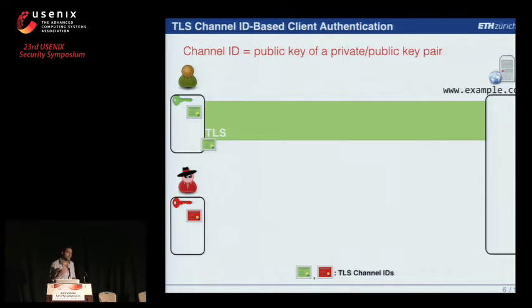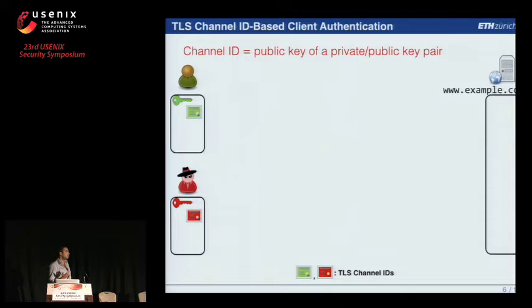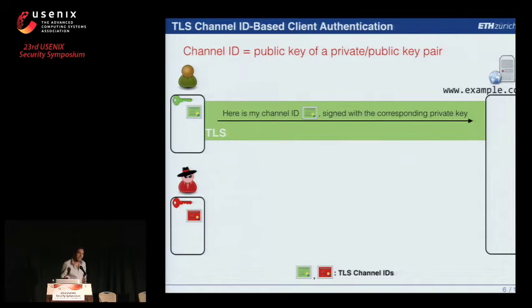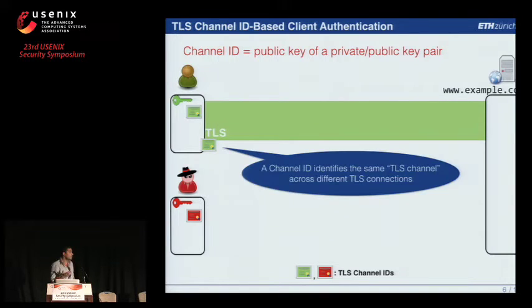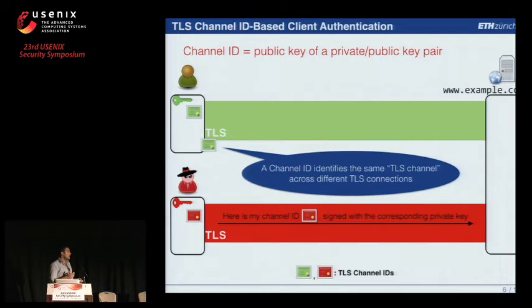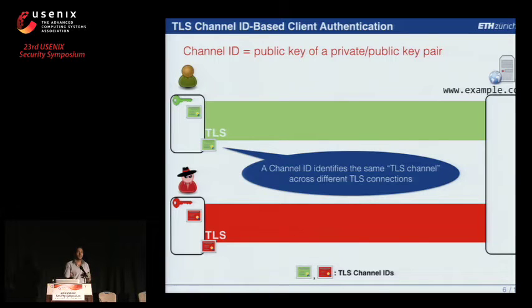Now, if the browser tries to establish a new connection to the same website, it will use the same channel ID. So the channel ID can be used to identify a TLS channel across multiple different TLS connections between the same browser and the same server. And obviously, different browsers or clients will have different channel IDs, and this is why I have different colors here, such that the server will be able to differentiate, essentially, based on the channel ID between different clients.